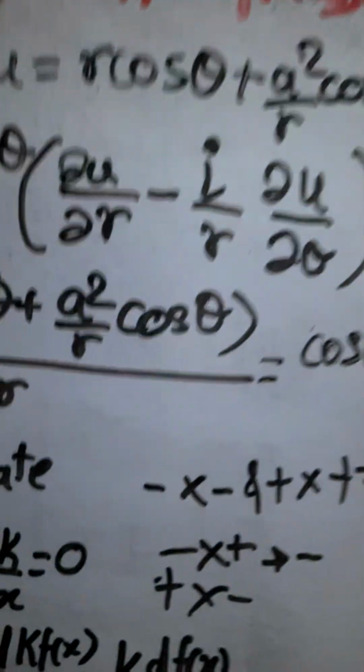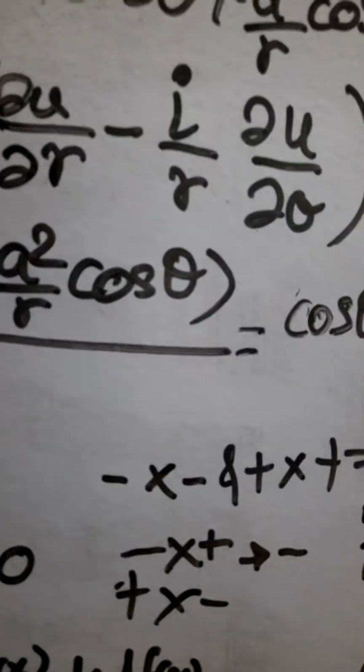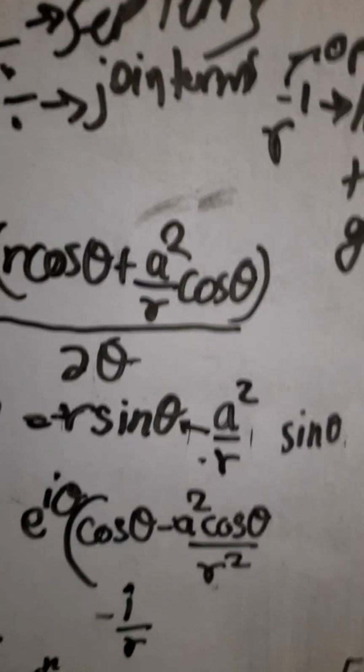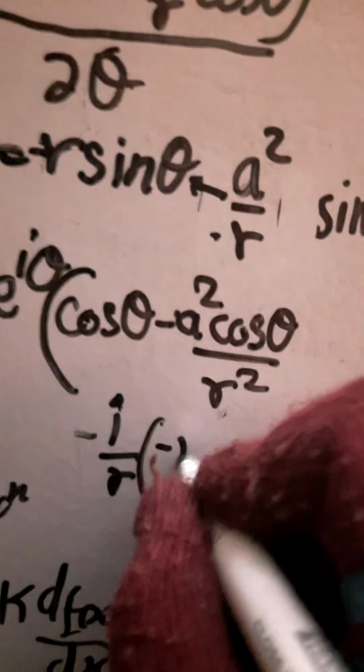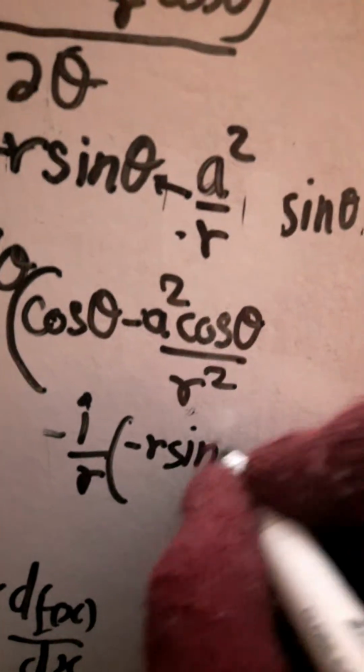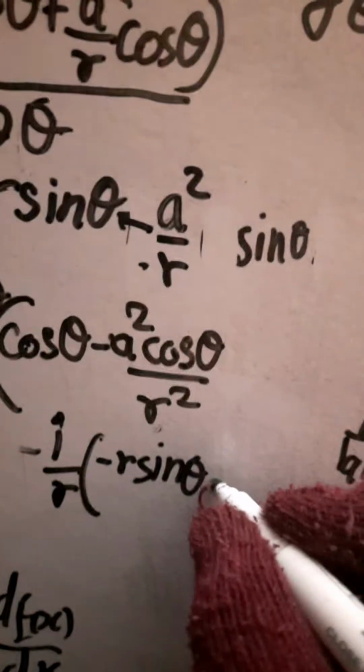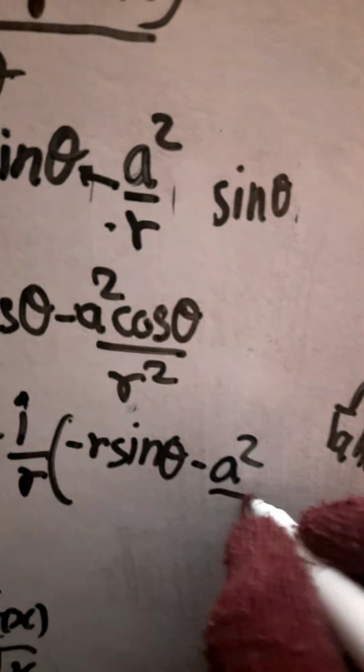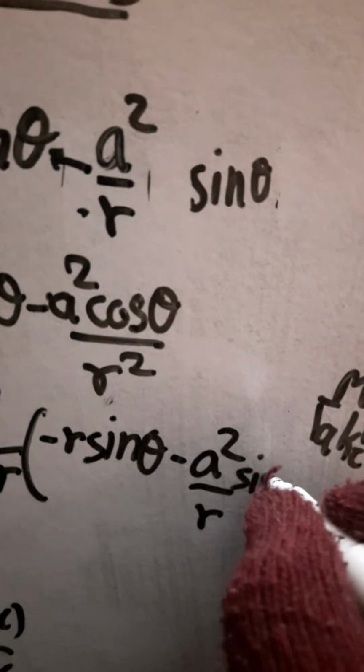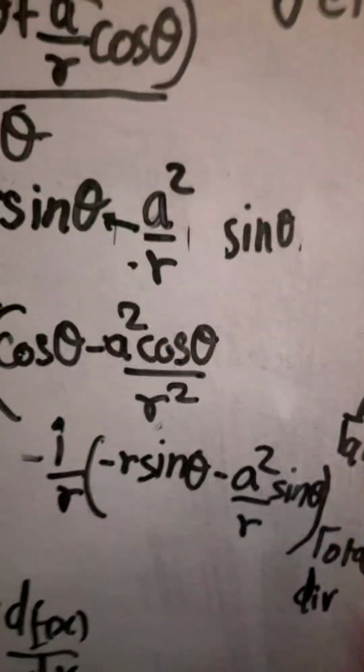Now plus minus i by r del u by del theta. Do we have that? Yeah, we just now found it out. Whole bracket: minus r sine theta minus a square by r sine theta.